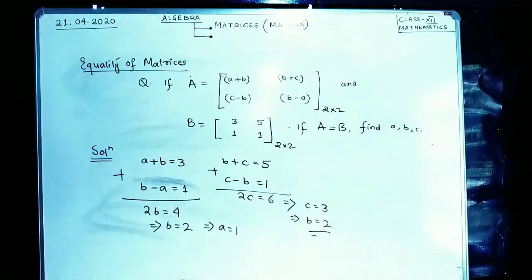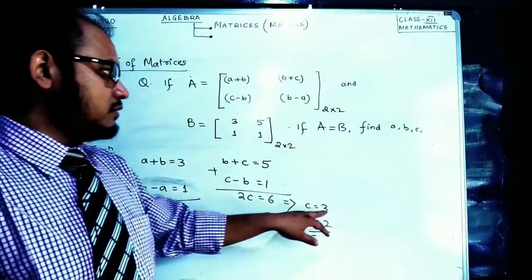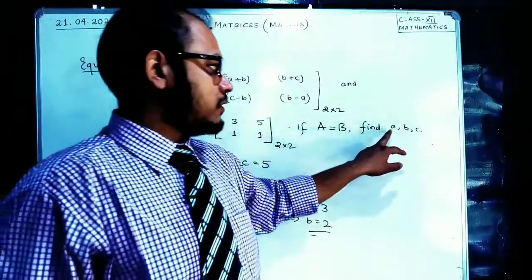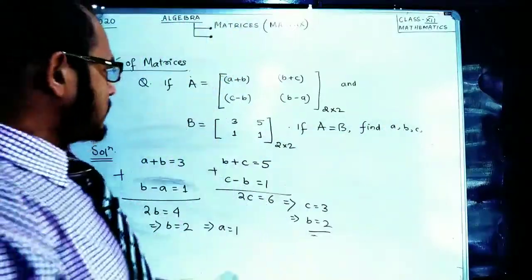So we see that A equals 1, B equals 2, and C equals 3. So we found the values of A, B, and C. So that's one question that has been solved.